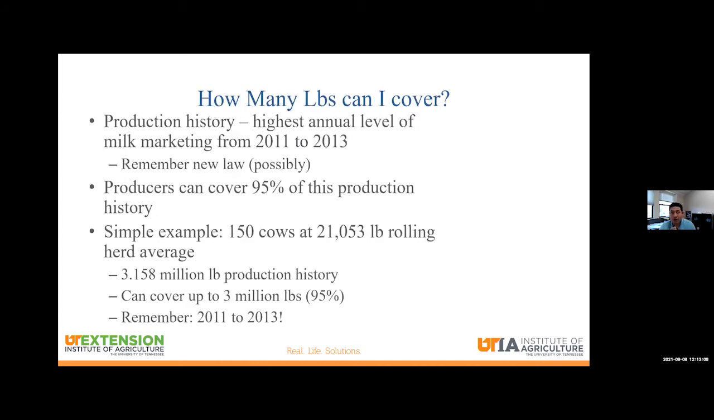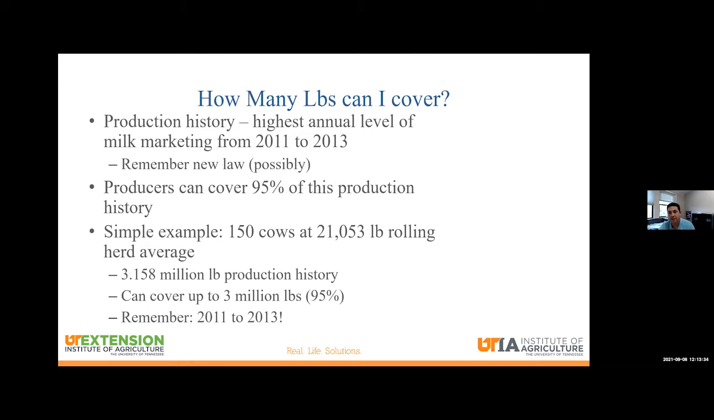Okay, so if we know how it's triggered, how many pounds can I cover? It's going to be based on your production history, the highest annual level of milk marketing from 2011 to 2013. Again, remember last year there was a little bit of leeway for the increase of production. And I put "possibly" because in the new farm bill, if we have more adjustments to the farm bill, it's possible that they could adjust it to where they could move the date ranges.